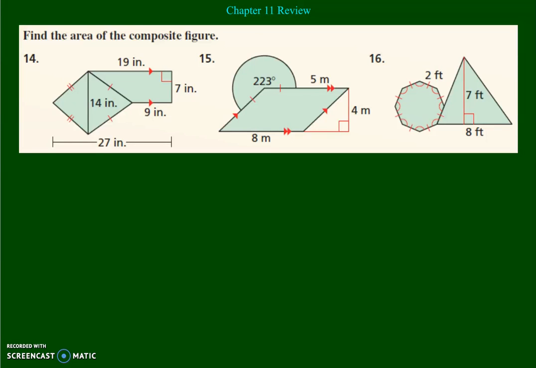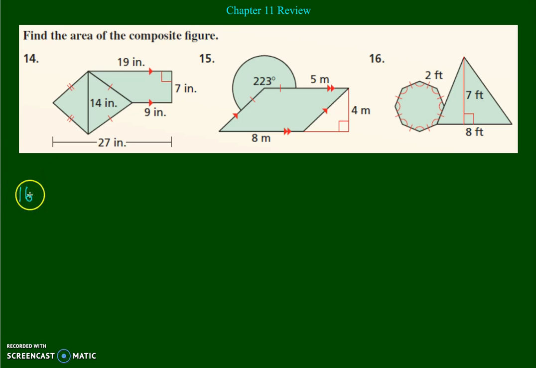This is a continuation of the Chapter 11 review with problem 16. In problem 16 we have a regular octagon. We know that because all the sides are congruent and all the interior angles are congruent. And we have a triangle. They give us the base and the height of the triangle, so that should be easy to find the area of. And they give us the base of the octagon. So let's get started with this.